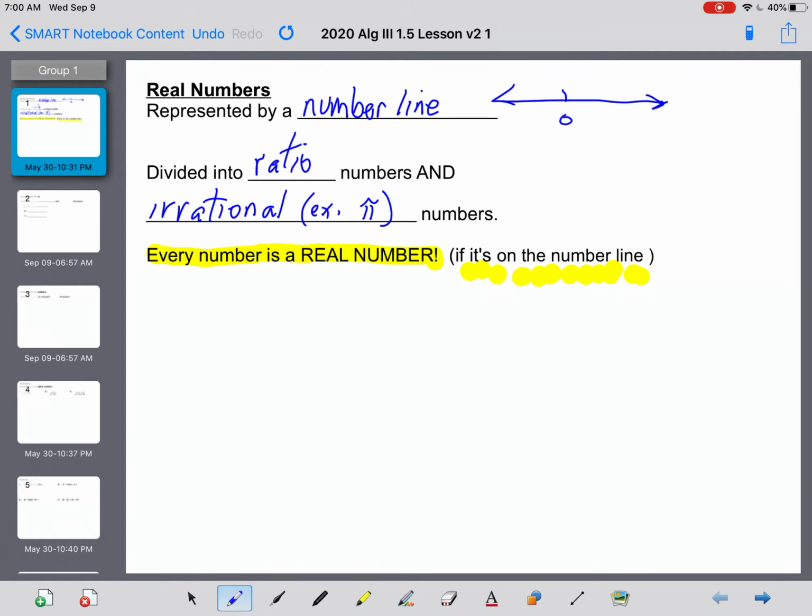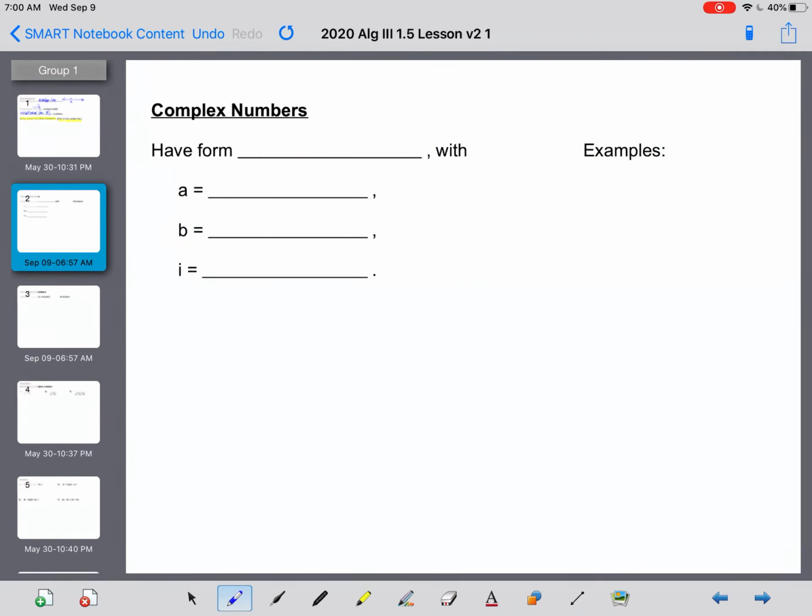Moving on. Complex numbers. They're a bit complex. They have a real part, referred to as the A. They have an imaginary part. That's called the BI part. And the I is the imaginary unit. So complex numbers are complex because they're made up of two different types of numbers.